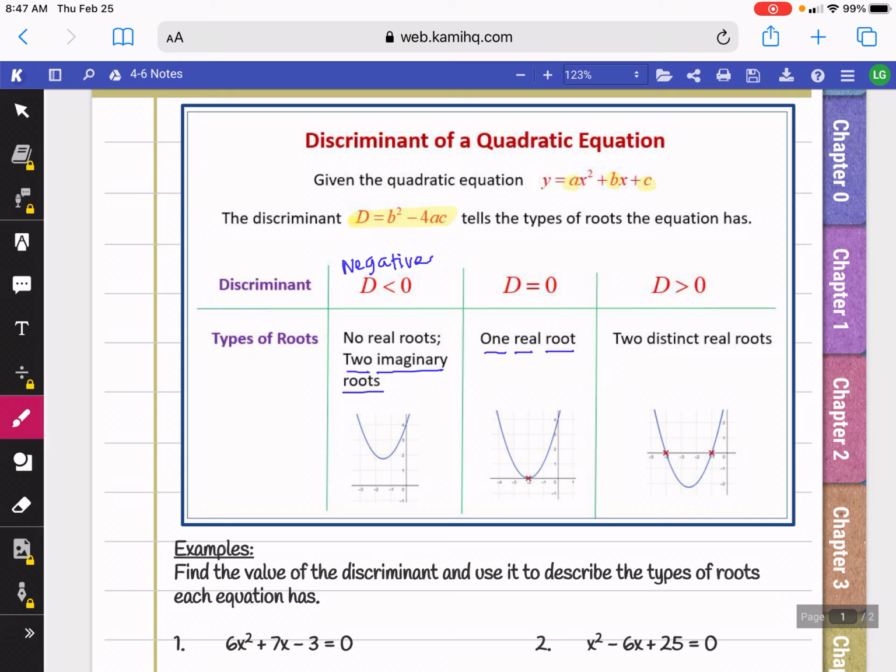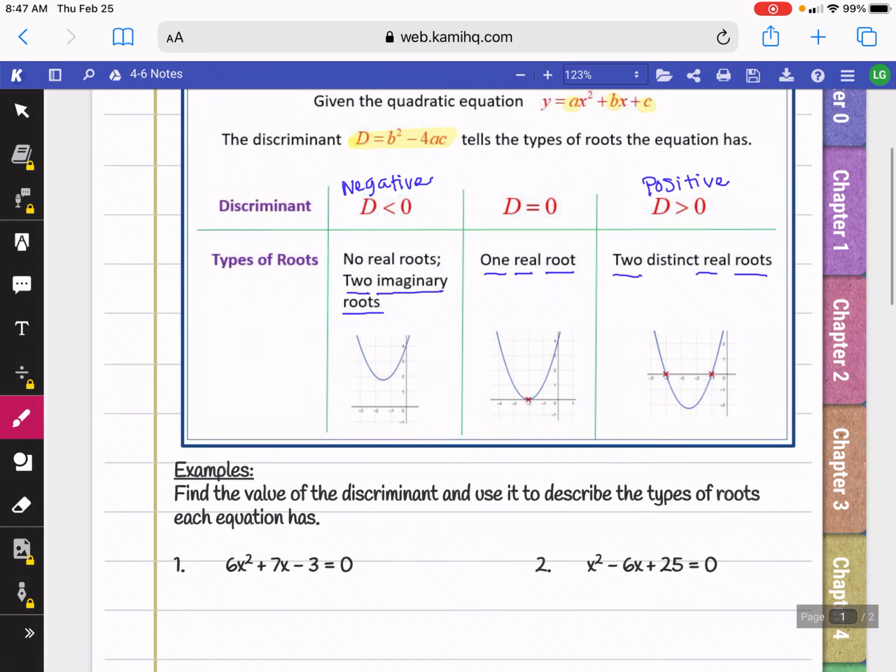And if your discriminant is greater than 0 or positive, then it will have two distinct real roots. In other words, two real roots. On the graph, that would be a parabola that crosses through the x-axis twice and has two x-intercepts.